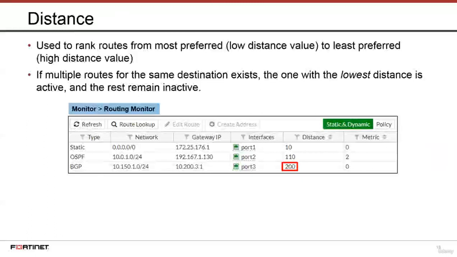0 directly connected, 5 DHCP gateway, 20 external BGP routes, 200 internal BGP routes, 110 OSPF routes, 120 RIP routes, 10 static routes.